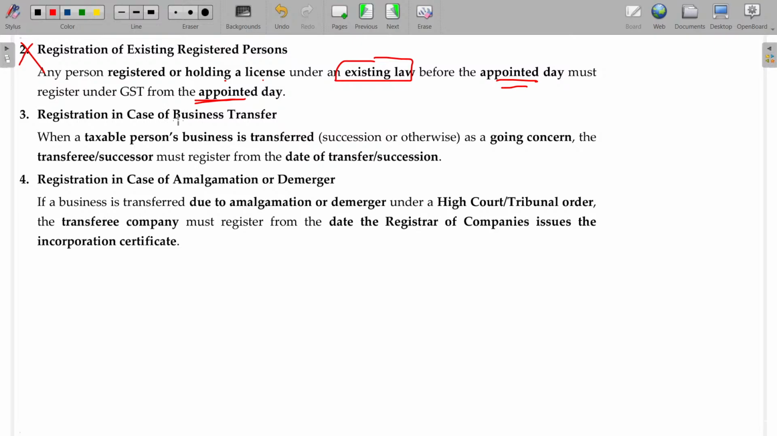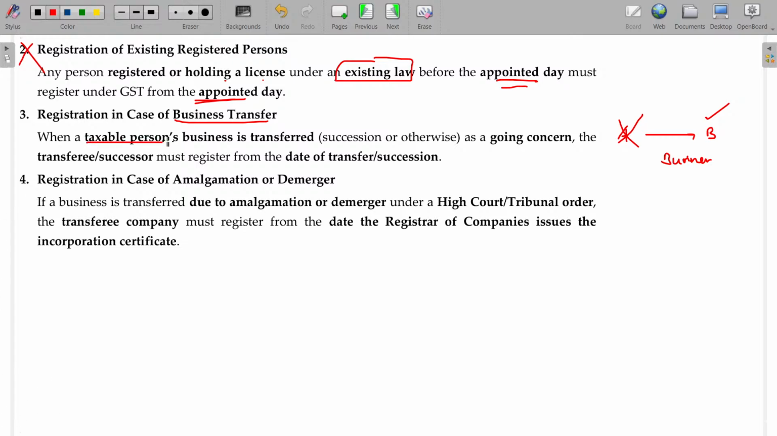Now, registration in case of business transfer. If I transfer my business, A transfers his business directly, not any goods or services. His entire business is transferred. While transferring, A can simply cancel his registration and B needs to apply for a fresh registration. Okay. So, the same registration number cannot be held by B.